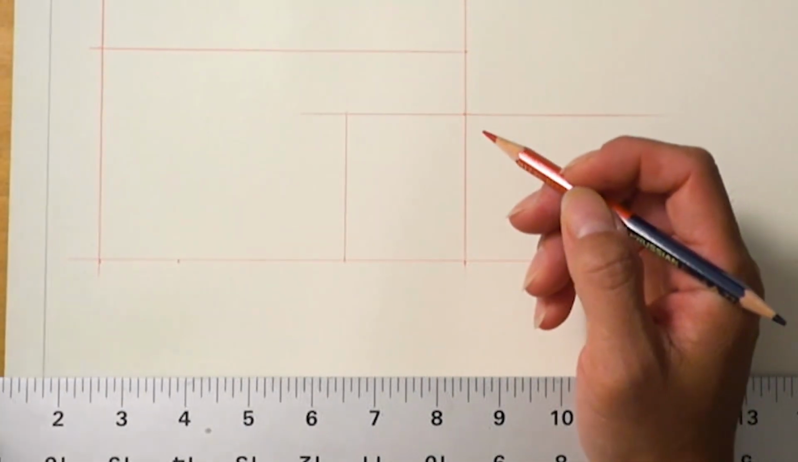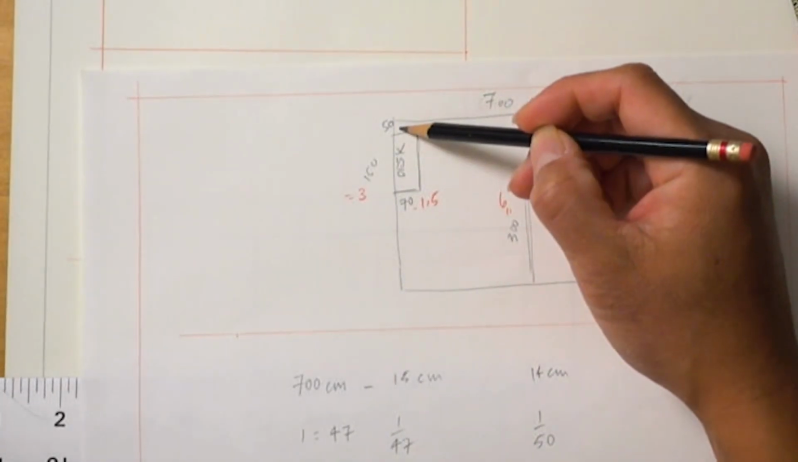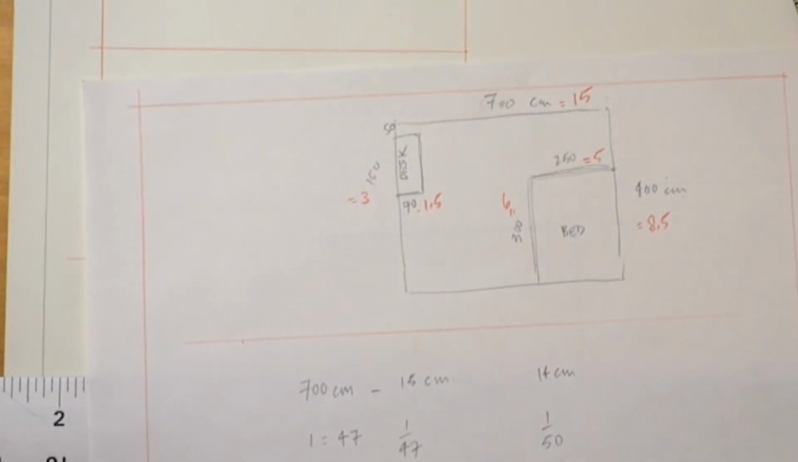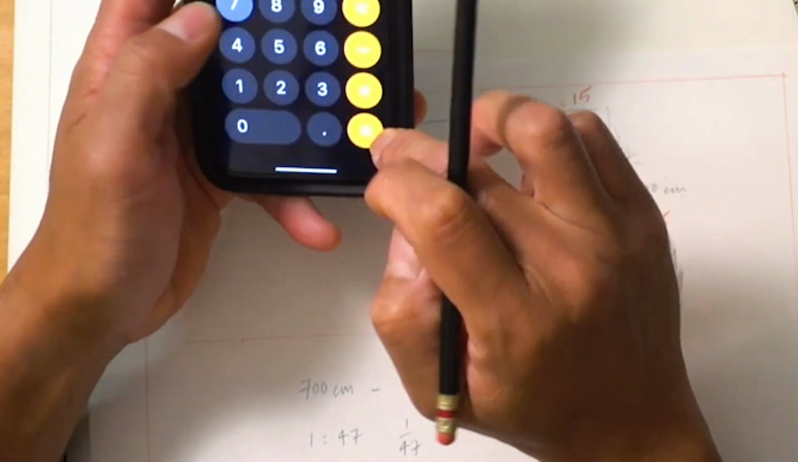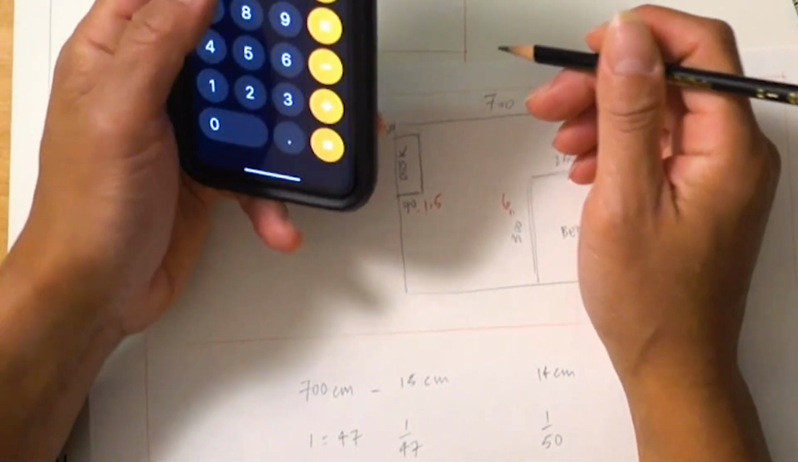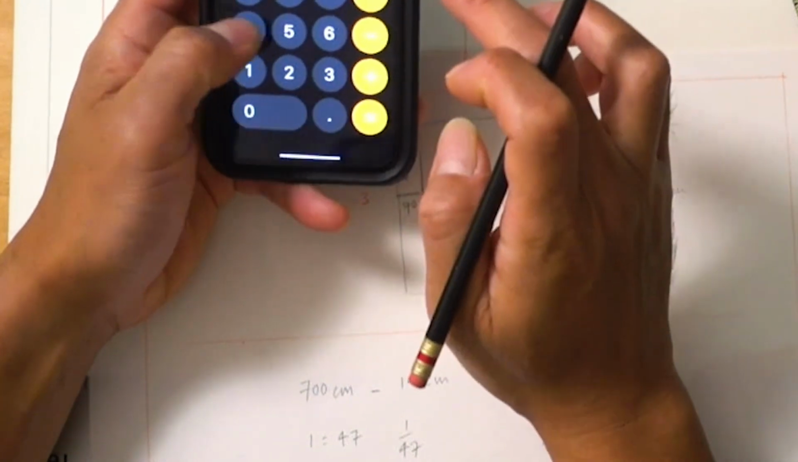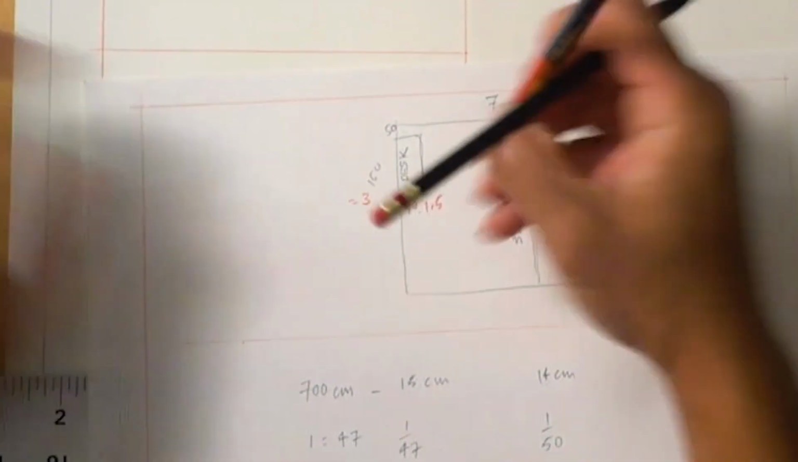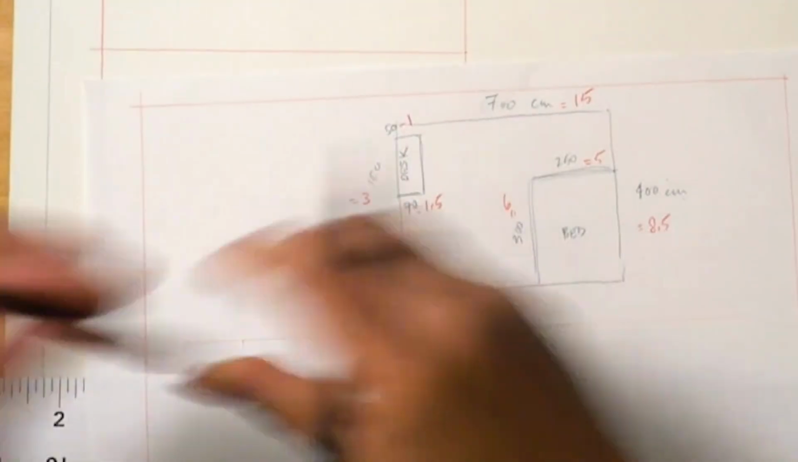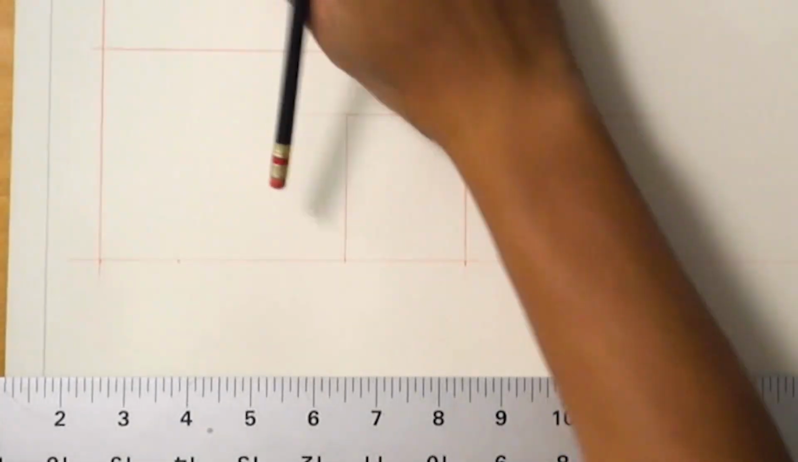That's the bed. She's going to give us a value of 50 centimeters from the corner. So 50 divided by 47 is almost 1. Let me do it again. 50 divided by 47 is 1. So that becomes 1 centimeter from the corner.